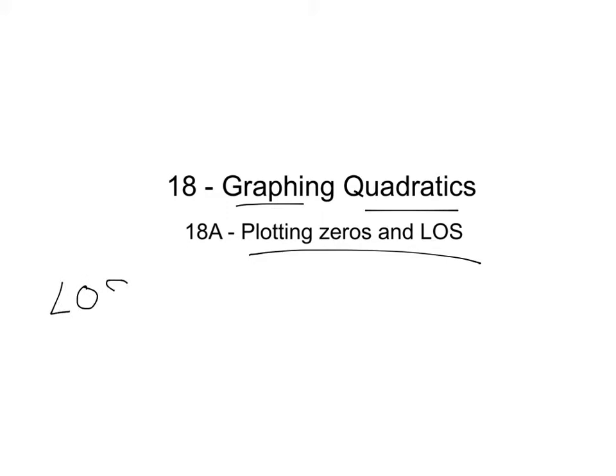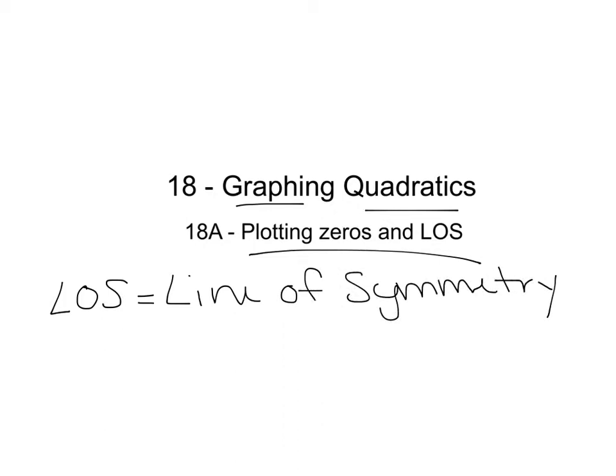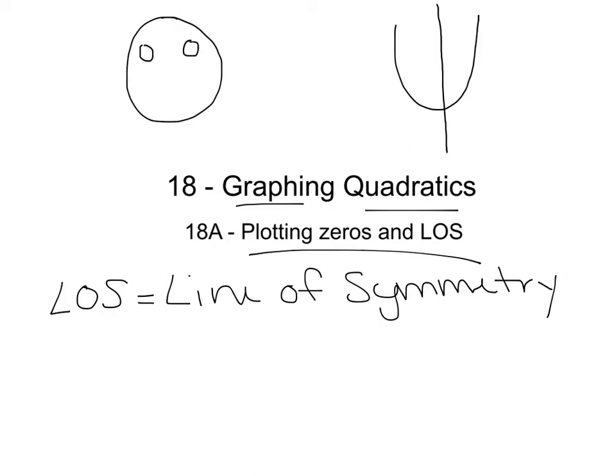LOS is line of symmetry. Remember, symmetry means that it is the same. If you draw a line, it's the same on both sides. So like this figure, a U, is symmetric. If you draw a line, it's the same on both sides. Okay? You can draw a face that's symmetric.